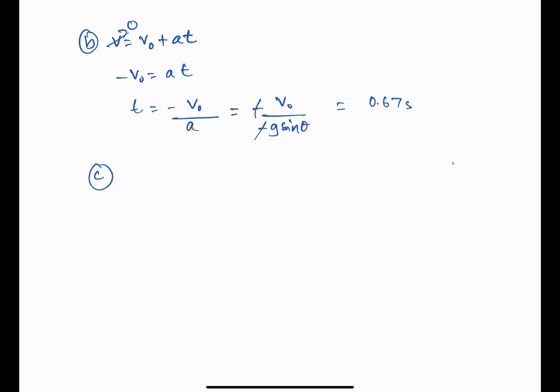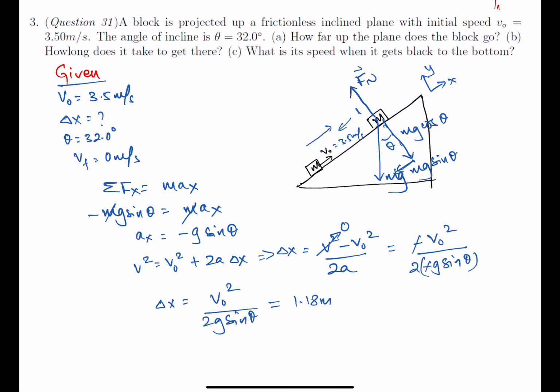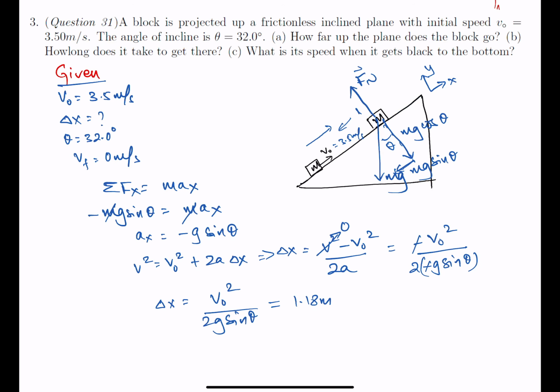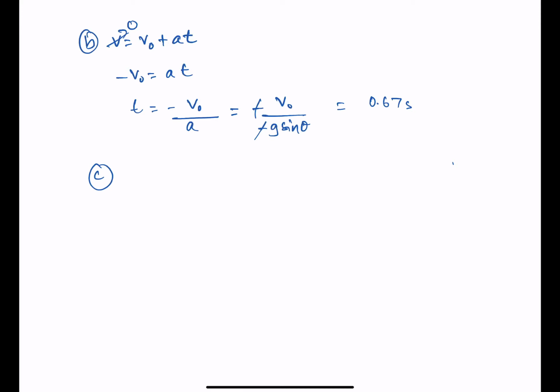Similarly for C, what is its speed when it gets back to the bottom? Now we want to find the speed when it gets back to the same position. So now we start from the top. So v equals v initial plus at. So it starts from the top at rest, so v initial is 0, right? So acceleration is negative g sine of theta, and time is the same time.